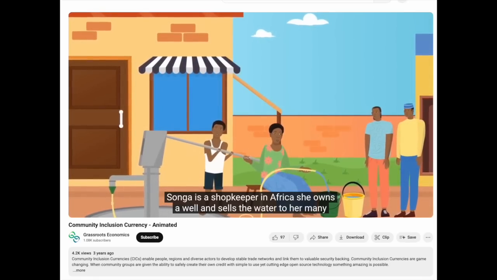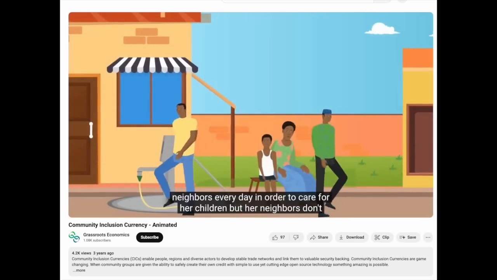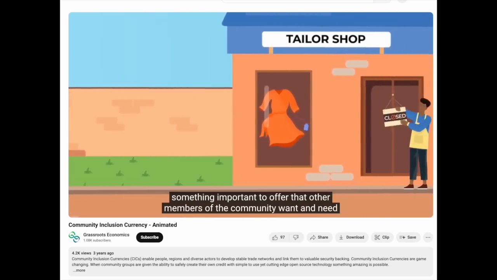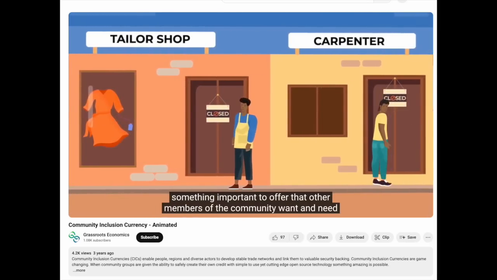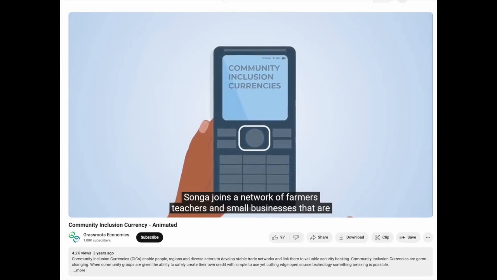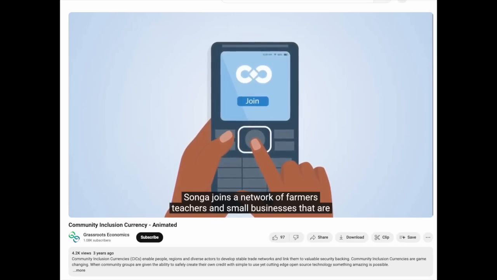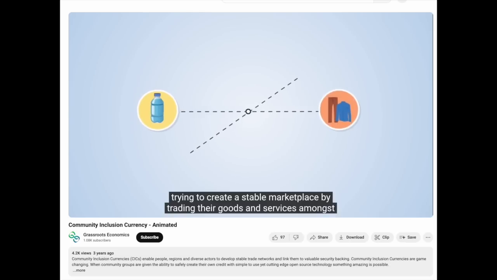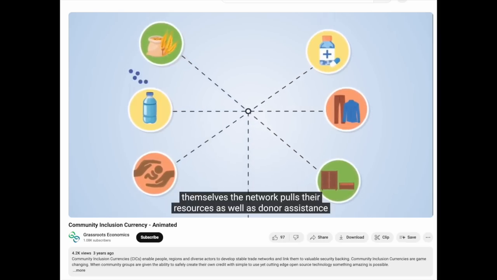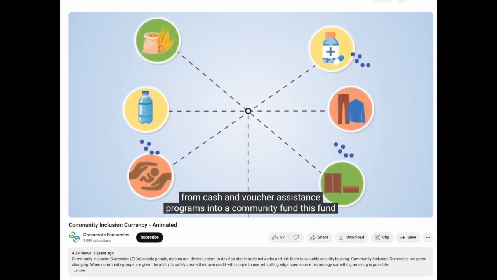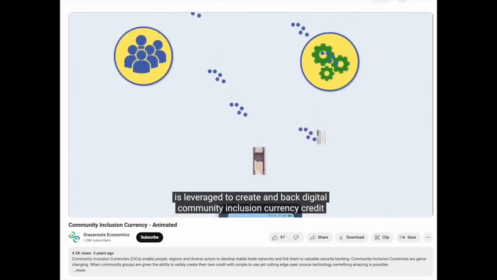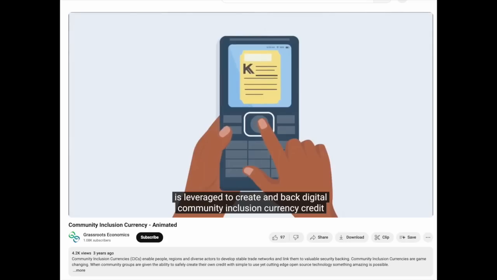She owns a well and sells the water to her many neighbours every day, but her neighbours don't have money to buy water. During crisis times, each one of Songa's neighbours has something important to offer that other members of the community want and need. There is a new solution called community inclusion currencies. Songa joins a network of farmers, teachers, and small businesses that are trying to create a stable marketplace by trading their goods and services amongst themselves. The network pools their resources, as well as donor assistance from cash and voucher assistance programs, into a community fund. This fund is leveraged to create and back digital community inclusion currency credit.